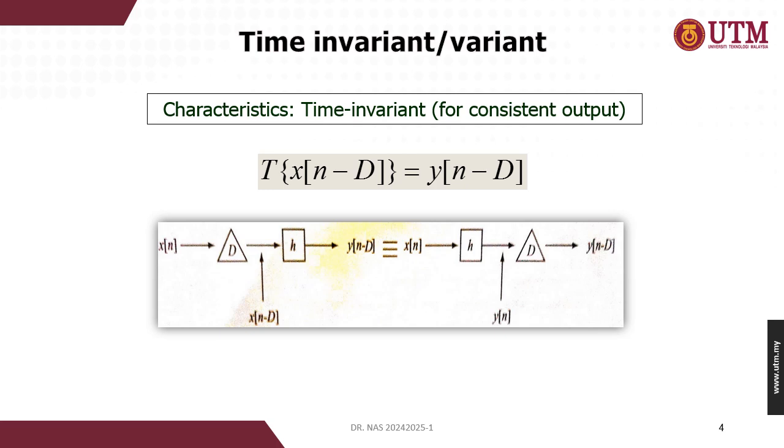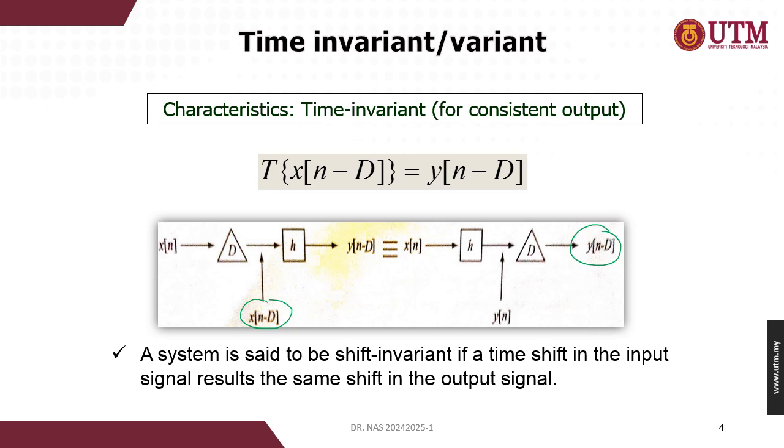Okay, the figure shows the definition of time invariant, in which the time shift at the input will result in the same shift in the output. Okay, a system is said to be shift invariant if a time shift in the input results in the same shift in the output signal.